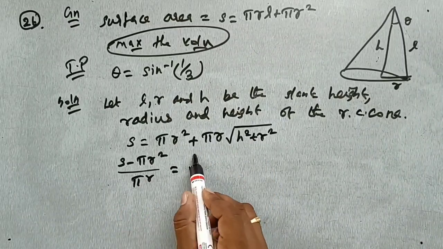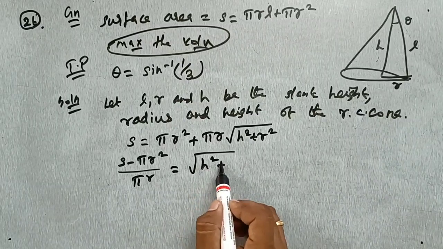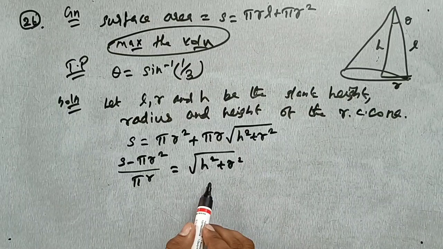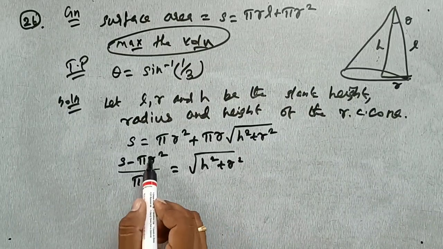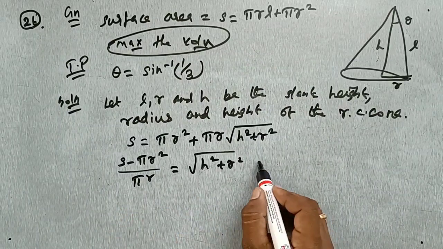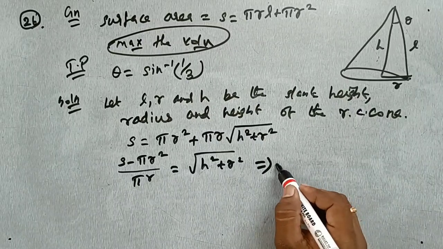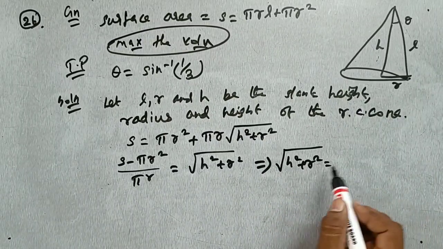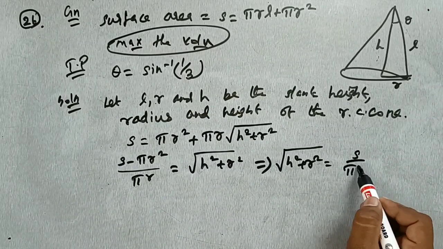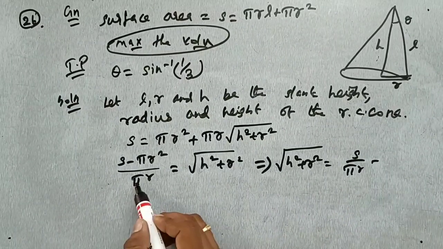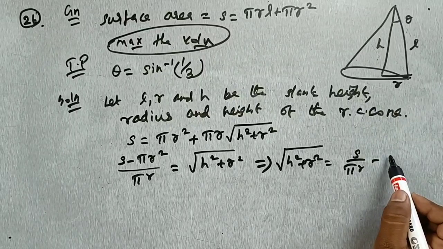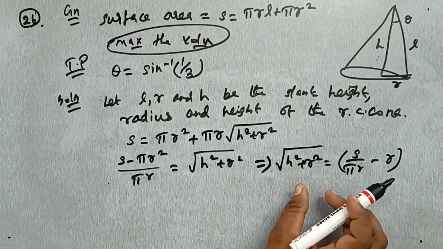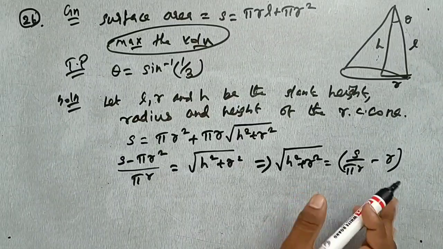We will get root of H square plus R square. Before squaring both sides, we will simplify this. So this implies root of H square plus R square equals S by pi R minus pi R cancel, R alone will remain. So now we want to remove the square, which means we have to square both sides.